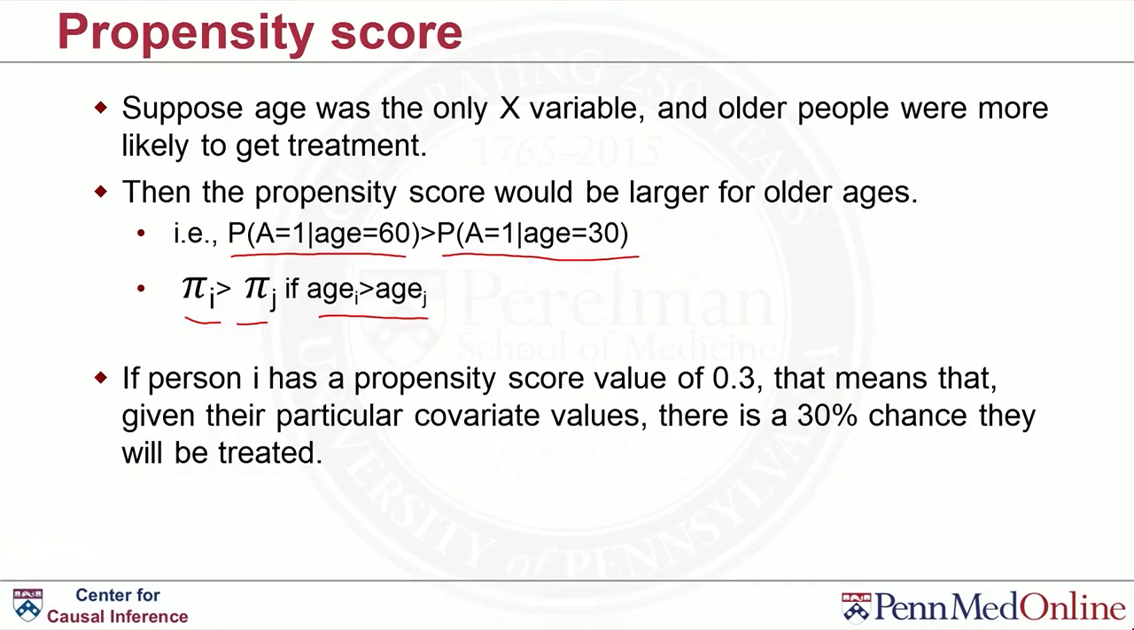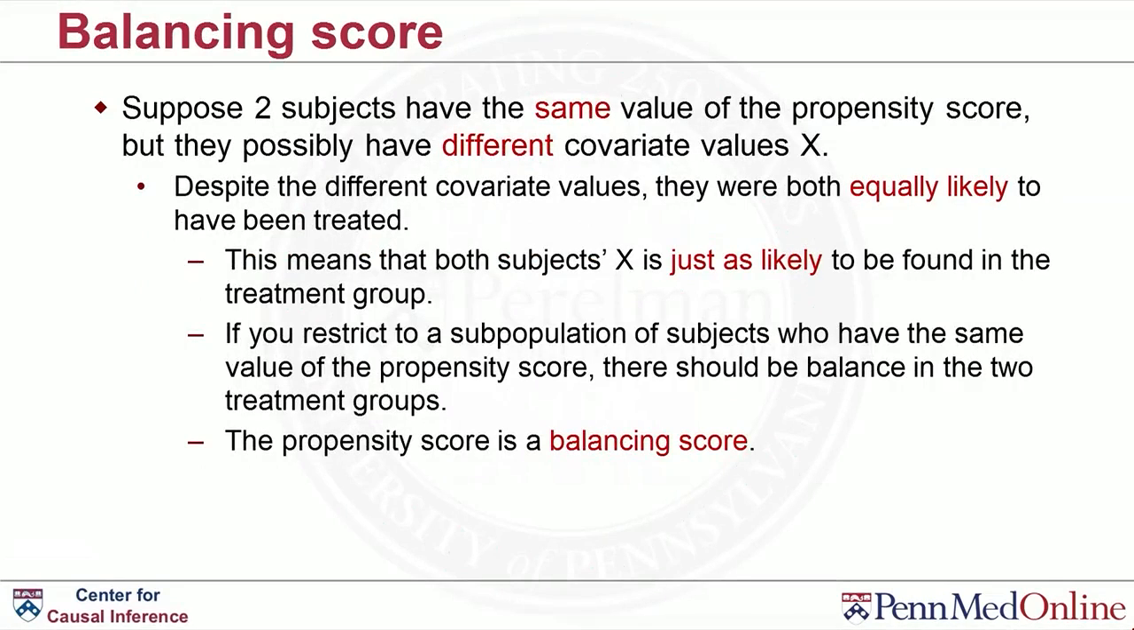Another thing we should think about is how we interpret this propensity score. As an example, if a person had a propensity score of 0.3, that would mean that given their particular covariates, there was a 30% chance that they would receive the treatment. Next, we're going to think about the balancing property of the propensity score.